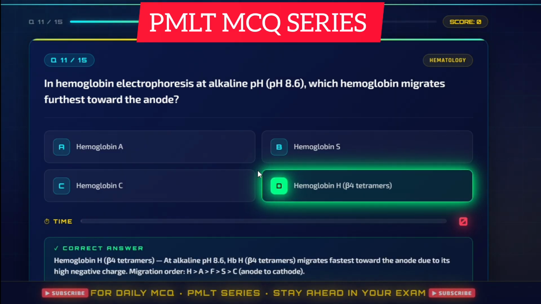The correct answer is D. At alkaline pH 8.6, HbH, beta 4 tetramers, migrates fastest toward the anode due to its high negative charge. Migration order, H A F S C, anode to cathode.